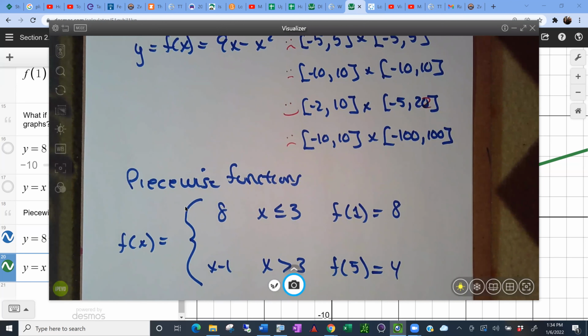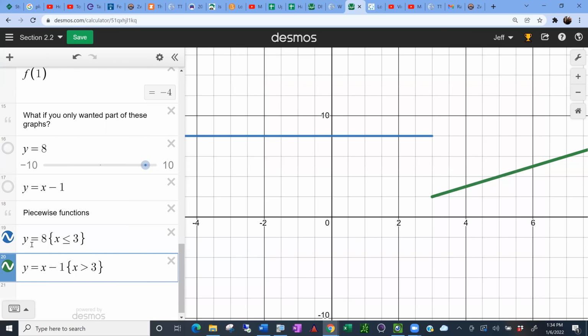Now, the big question is, well, how did I do those things? I use these curly braces to kind of limit things. And it's a little bit easier to do in Desmos than it is to do in the graphing calculator. Well, I'll show you how to do that in just a minute.